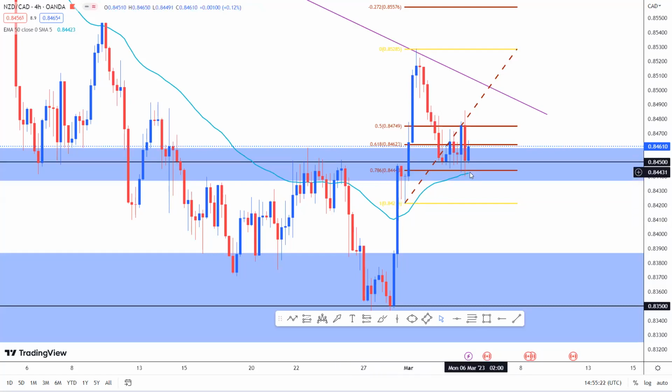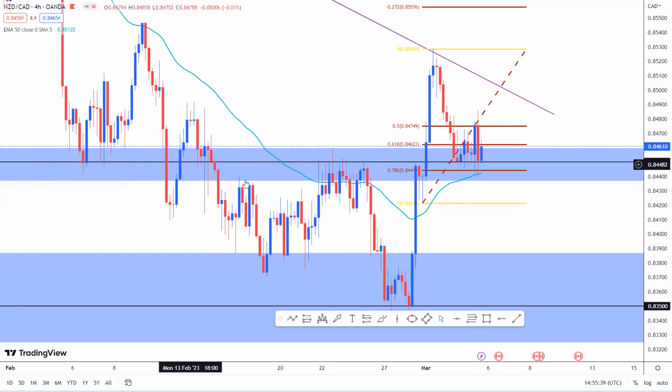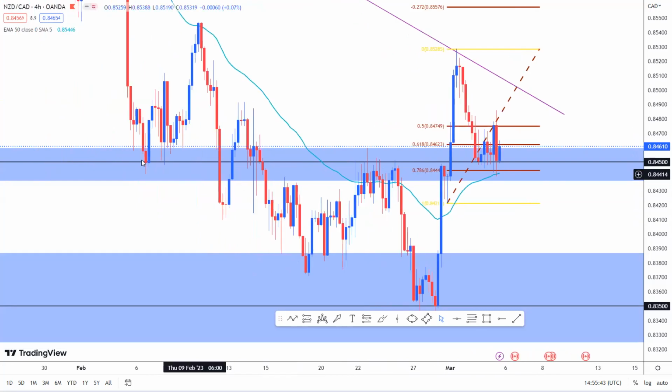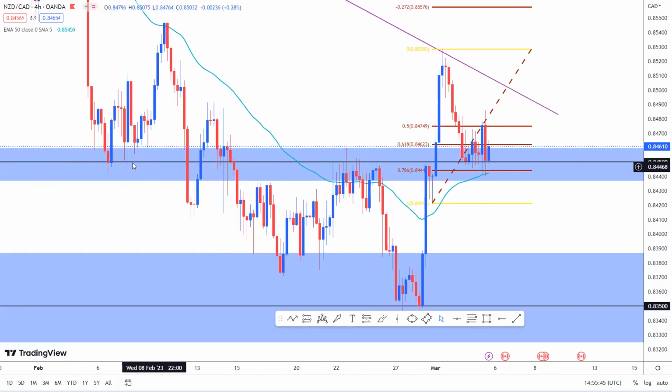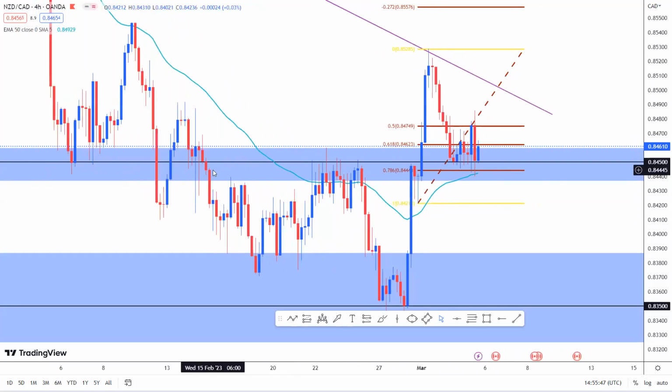Also coupled with the fact that we are seeing price retest the 50 exponential moving average, in this case acting as a dynamic support. Also coupled with the fact that we're testing a round psychological number, 0.84500. Also coupled with the fact that we're retesting a 4-hourly and a daily key level. Previously, every time price tested the level, we had lots of bounce off from this level.